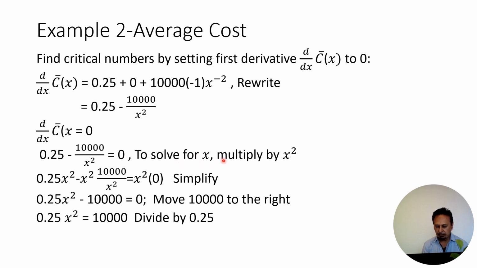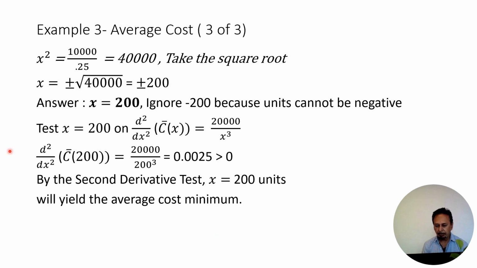Now to solve for x, we can multiply both sides by x squared. So this becomes 0.25x squared minus x squared times 10,000 over x squared equal to x squared times 0. Simplify, so we have 0.25x squared minus 10,000 equal to 0. Now let's move the 10,000 to the right. So we have 0.25x squared equal to 10,000. Now divide by 0.25. And now we have x squared equals 10,000 divided by 0.25. So using a calculator we get 40,000.